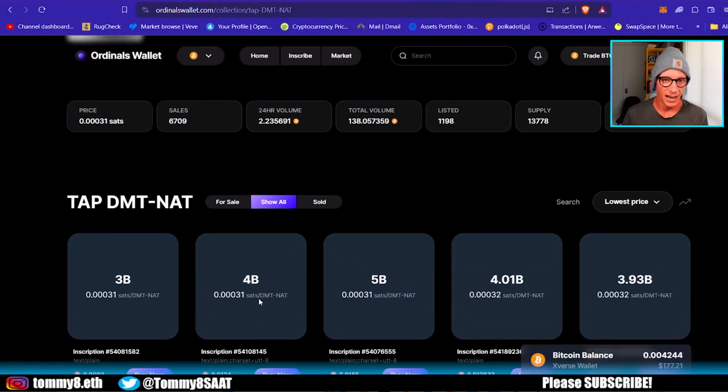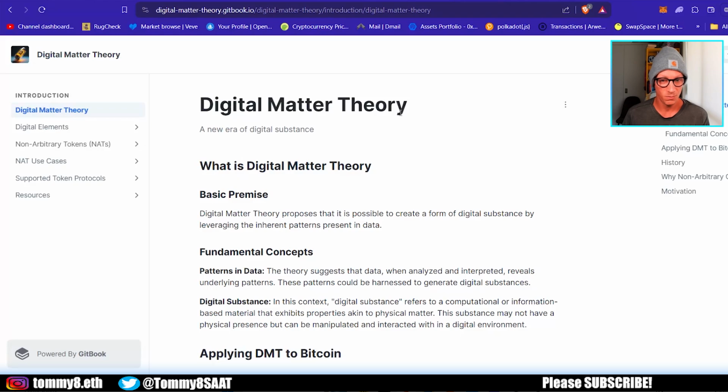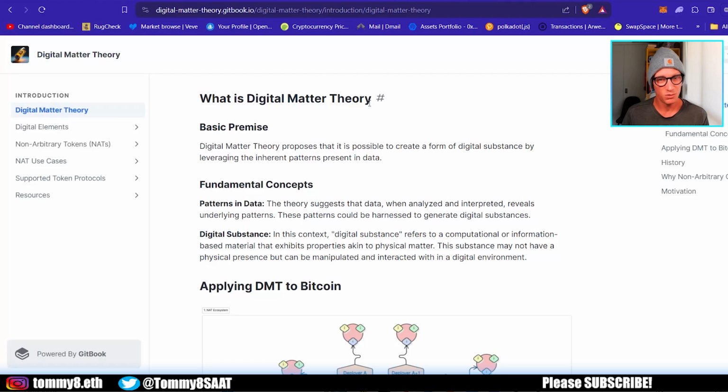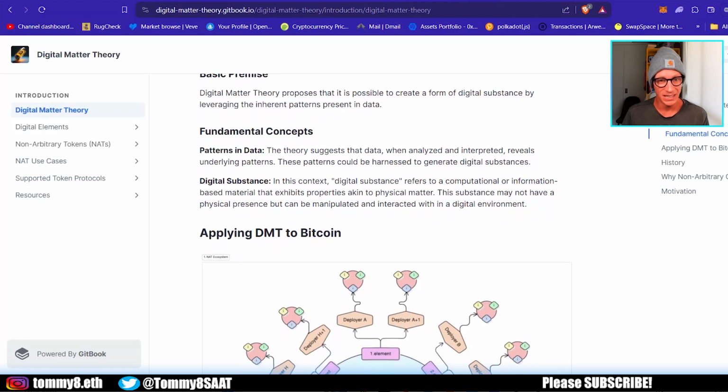of them to hold in my wallet, because I find them so interesting that you are buying all this data stored on the blockchain, and the whole thing is digital matter theory, a new era of digital substance. So what is digital matter theory? Basically, it proposes that it is possible to create a form of digital substance by leveraging the inherent patterns present in data. So the patterns are what makes the blockchain work, basically.